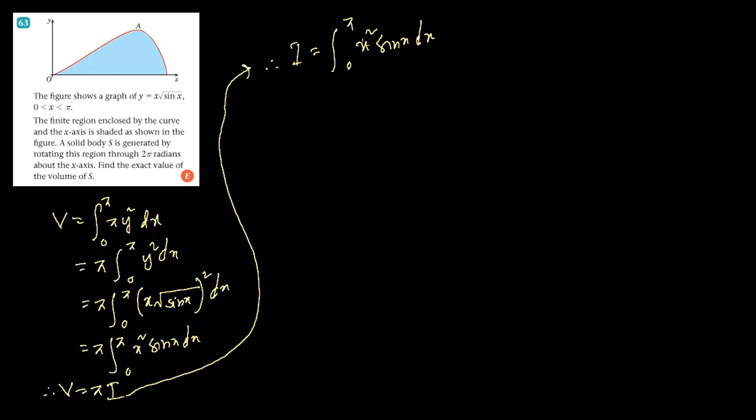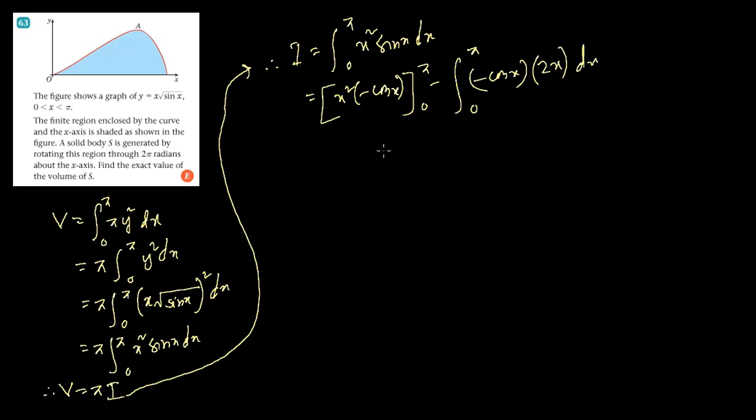So for integration, this is going to be LATE, A for algebra, T for trigonometry, so algebra gets the priority. So this would be UV, u is x squared, dv by dx is sine x, so v is going to be the integration of sine x, which is minus cos x, divided by chain rule, which is 1. So the limit is going to be 0 to pi, minus integration 0 to pi, v is going to be minus cos x, and du by dx is going to be 2x dx.